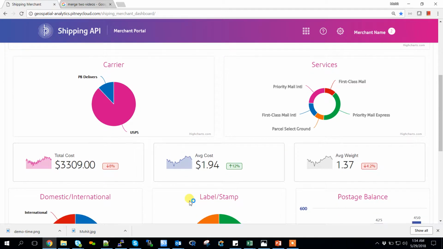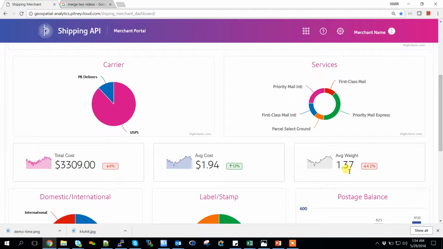So if we further scroll down here, we can see the total cost of the shipment labels which a shipper printed in the last 1 week. And here we are showing the change in the total cost on a week basis. So for example, the total cost decreased by 8% this week compared to the last week. Here we are showing the average cost per label, how that cost changes since last week, and the average weight.